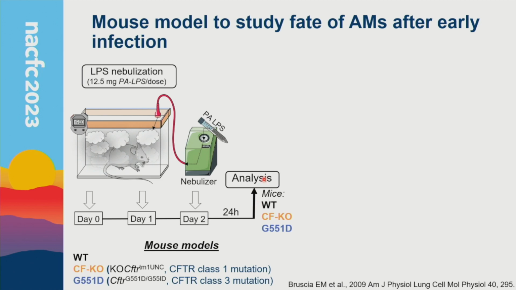In this study, we used 3 types of mouse model. One is wild type, the other is the CF knockout model, which bears a class 1 mutation. And the third model is the mutated G501D, which bears a class 3 mutation.